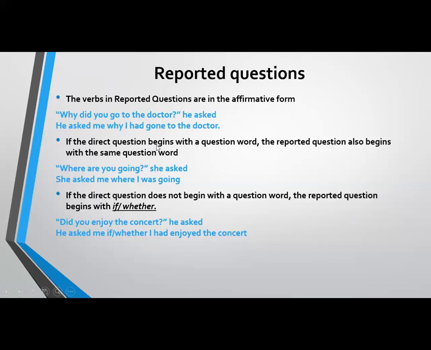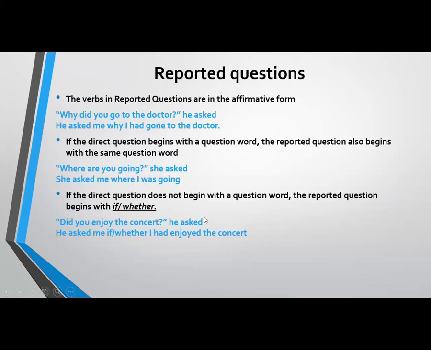If the direct question begins with a question word, the reported question also begins with the same question word. "Where are you going?" she asked. She asked me where I was going. So I have the question word here, where, and it will follow in the reported question. And from "are you going," it will change into "I was going," into the affirmative form.